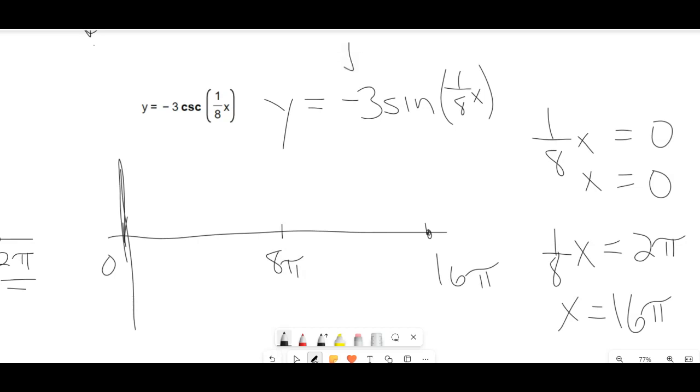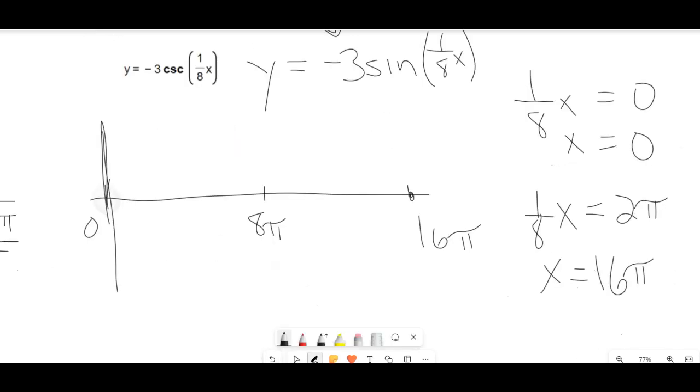But because it's a negative, sine typically goes up that way off the midline. But because of the negative, we're actually going to fall. All right, we're going to fall, we're going to bottom out, we're going to rise, peak, and then we're going to fall again. The bottoming out and the peak happen halfway between 0 and 8 pi, so at 4 pi, and between 8 pi and 16 pi, which would be 12 pi.